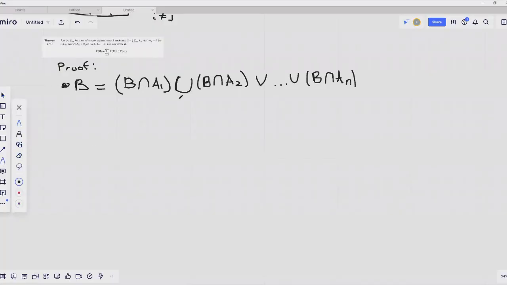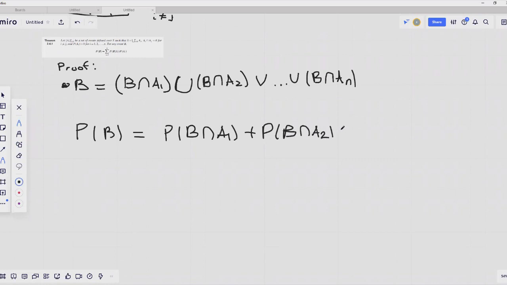Now, all these events inside of these brackets here are mutually exclusive, since the Ai's are mutually exclusive, meaning we can express the probability of B as the following sum: probability of B intersection with A1, probability of B intersection with A2, and so on.